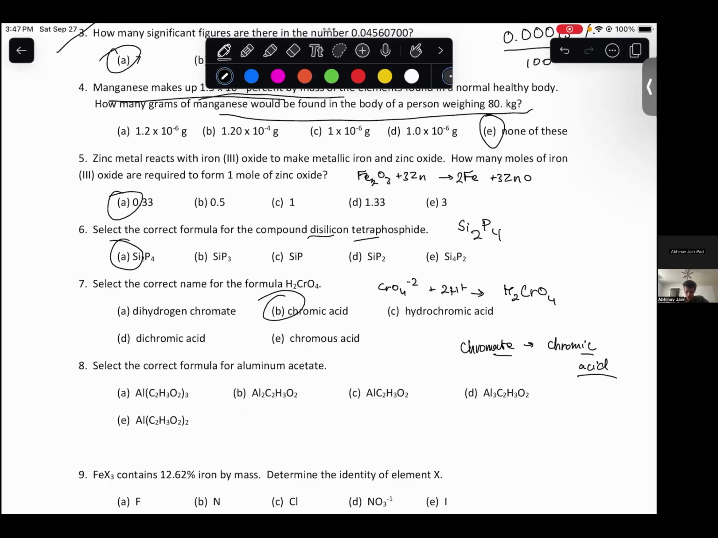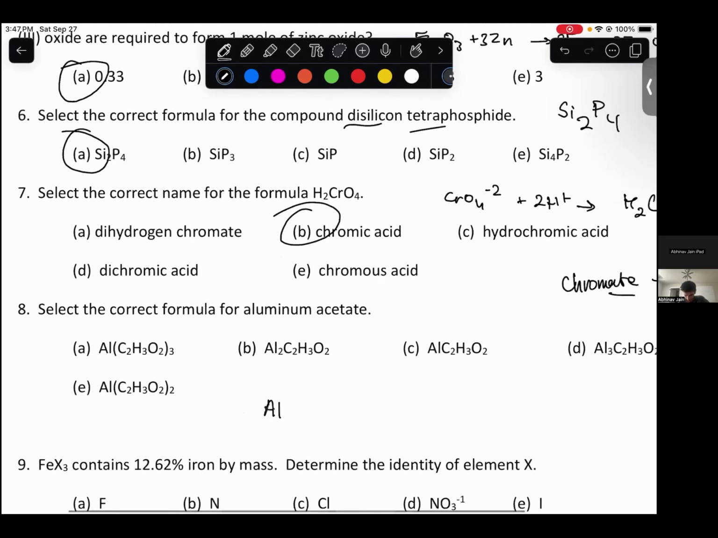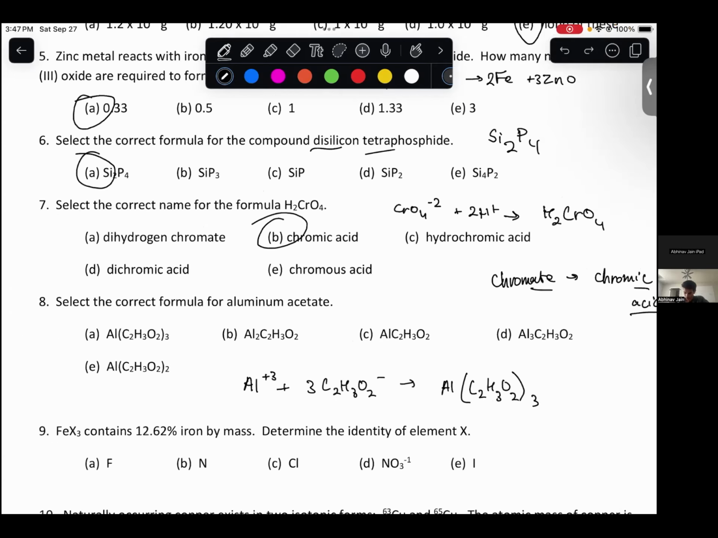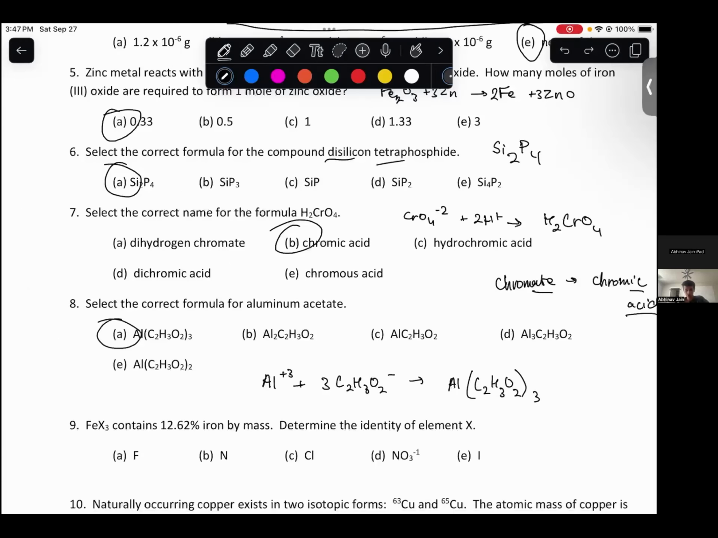Next up, 8, select the correct formula for aluminum acetate. Aluminum, looking at the periodic table, is going to form a +3 charge. Acetate, remember, is C2H3O2 minus. So in order to balance this out, we're going to need 3 acetate ions to form Al(C2H3O2)3. Obviously, we need 3 negative charges to balance out the +3. So this is the correct formula, and that is consistent with answer choice A.